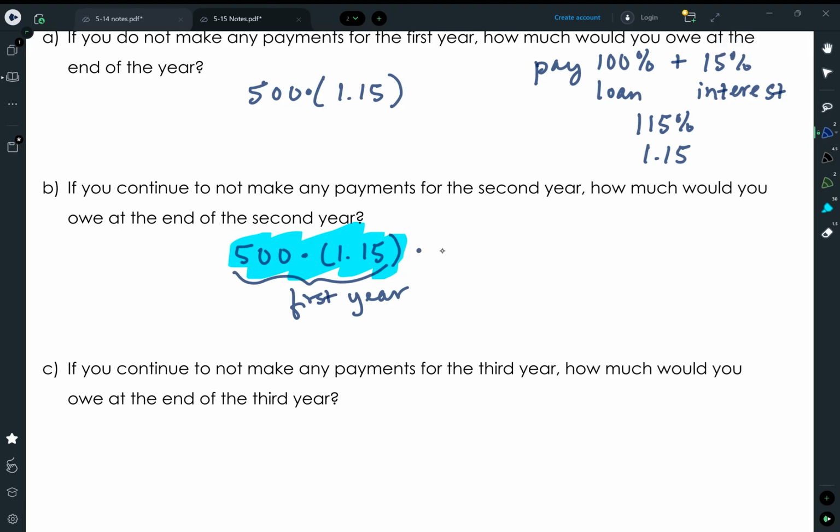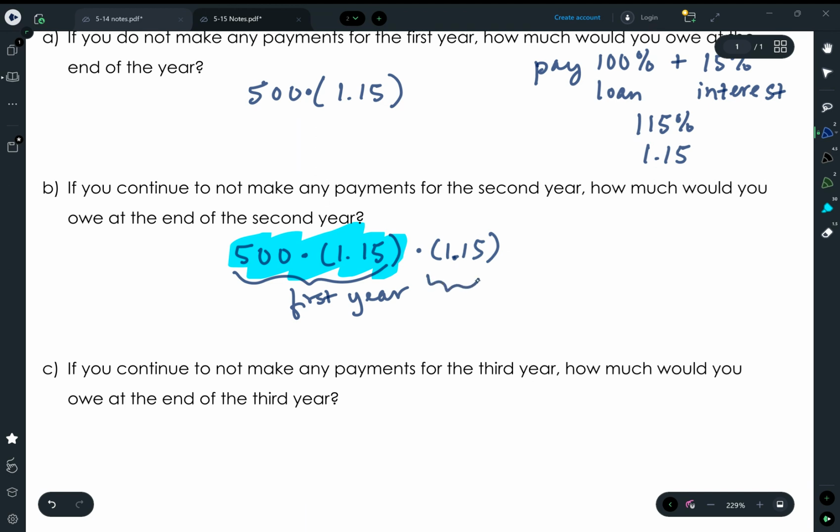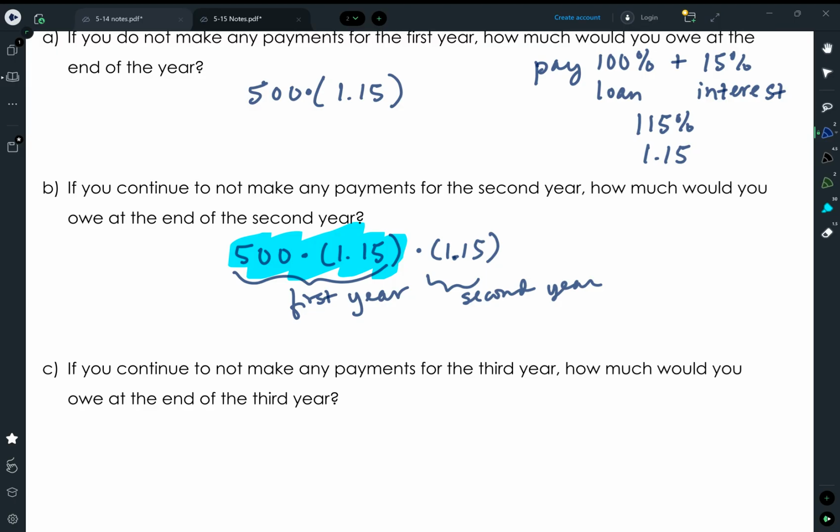So let's go over the reasoning for that again. That's because I need to pay all of the stuff that I have highlighted, plus I have to pay an extra 15% interest on that now. So I'm multiplying by 1.15 again, and this is going to be for my second year. If I wanted to shortcut that, I could use exponents instead and write 500 times 1.15 squared.